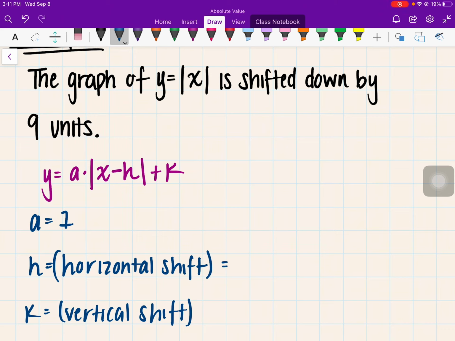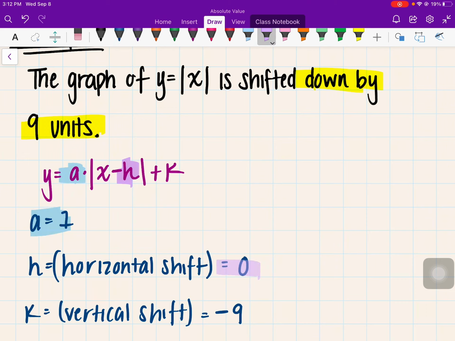So once again, we want to see what direction they're giving us here. And they're telling us that we're going to be moving down 9 units. Down represents a vertical direction. So if we're moving down, that's negative, and that's going to be a negative 9. Now, question for you here: are they telling us that we're going to be moving left or right in any direction here? And the answer is no, they're not telling us. So if they're not giving us a direction, up or down, left or right, we're going to assume that's a 0. So we now have a, we have h, and we have our k. So let's go ahead and substitute.